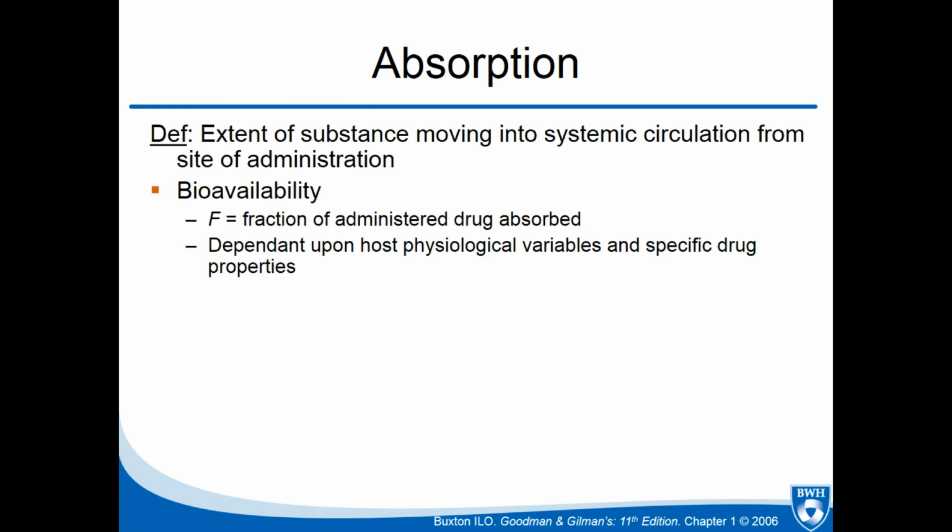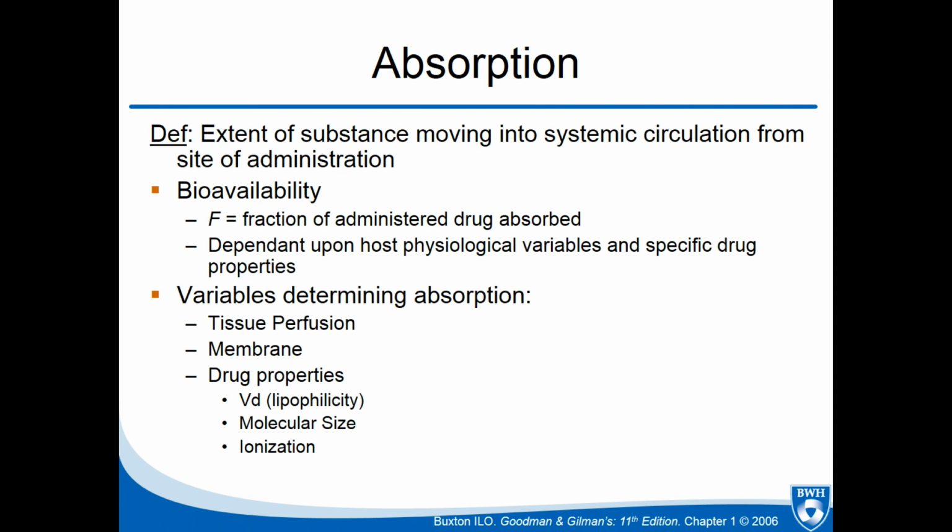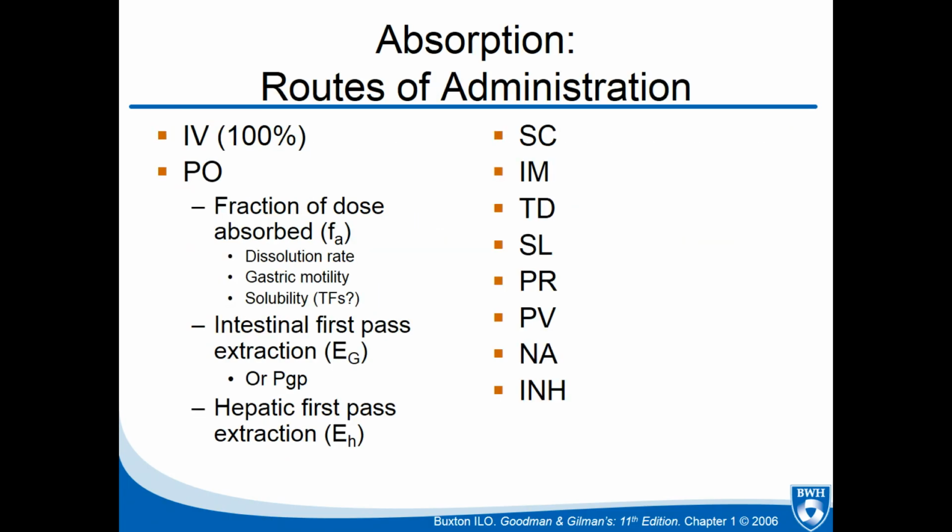F is the medical fraction of drug administered that is absorbed, and there's obviously a wide list of variables that could influence the bioavailability of medication, such as tissue perfusion, the membranes across which they have to be absorbed, and the drug properties themselves: lipophilicity, size, and ionization. Our perfect route of administration as far as absorption is concerned is intravenous, which has 100% absorption. And then every other route has the potential for incomplete absorption.